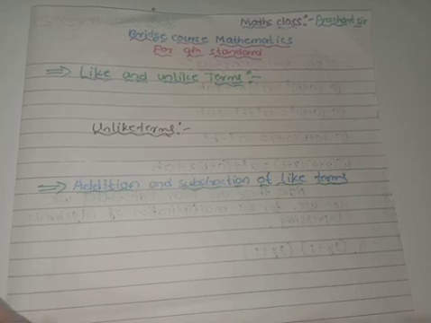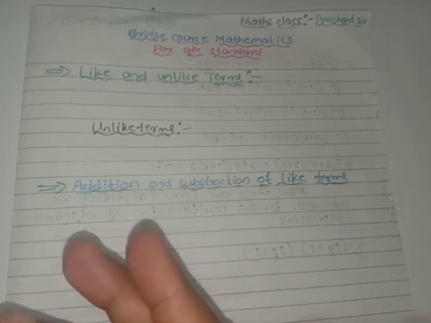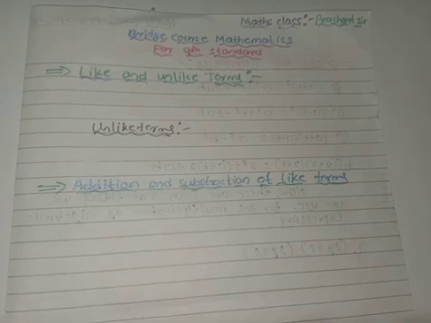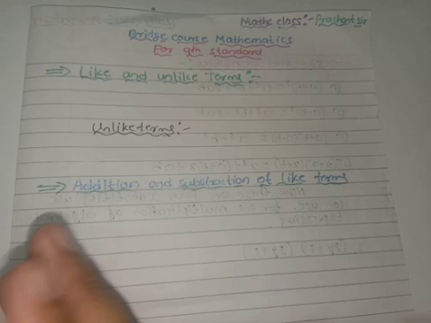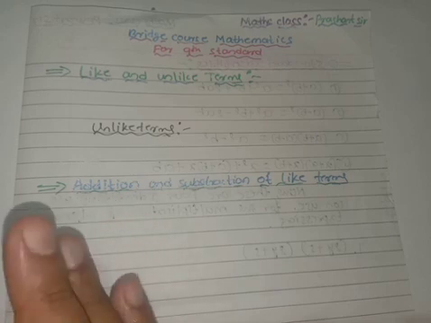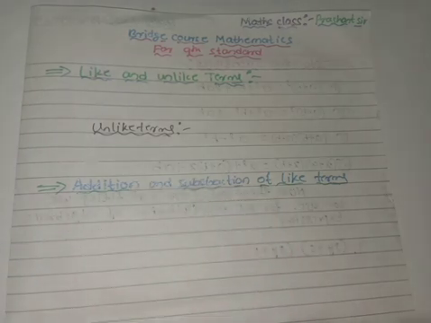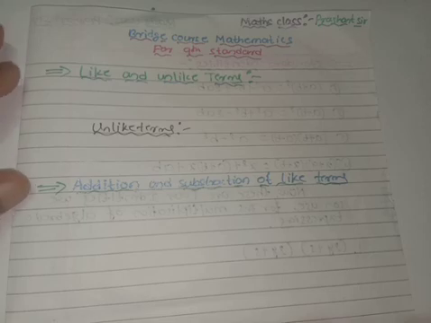Yes, another concept here, students: like and unlike terms. What is the meaning of like and unlike terms? The terms having the same variable with the same power we call like terms. And what are unlike terms? The terms having the same variable but a different power, or the same power having a different variable, are called what? Unlike terms. I am giving the examples, then you come to know what are like terms and unlike terms.